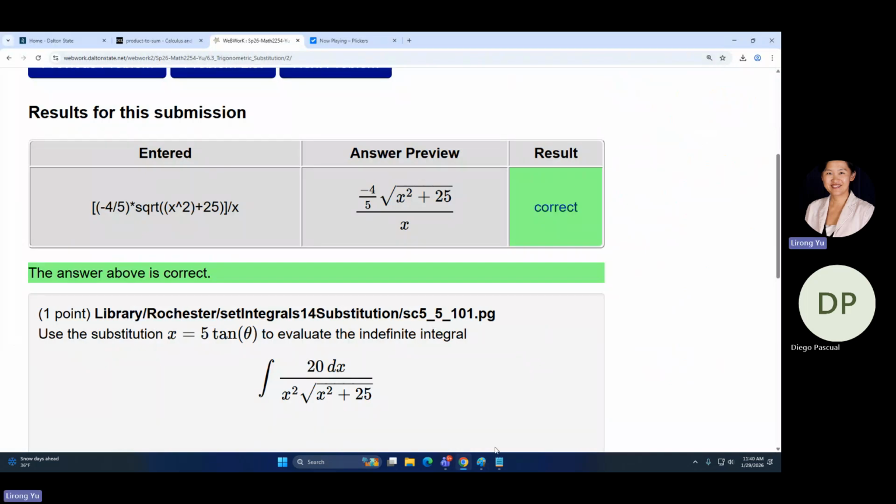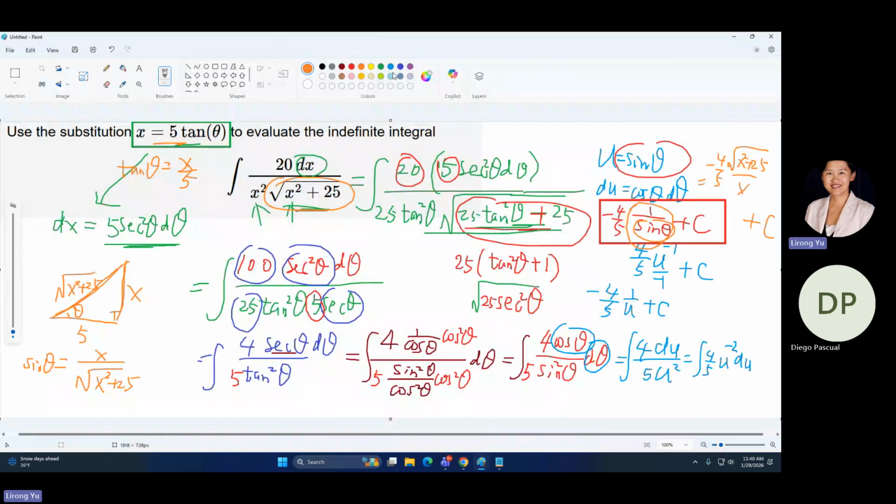That's the final answer. That's what we're having over here. This is the final answer in the original variable. That's the integration in the theta variable. The negative 4/5, 1/u is in the u unit. We did substitution twice. We did x equal to 5 tangent theta, which is a trig substitution. Also over here, u equal to sine theta. That's the substitution.